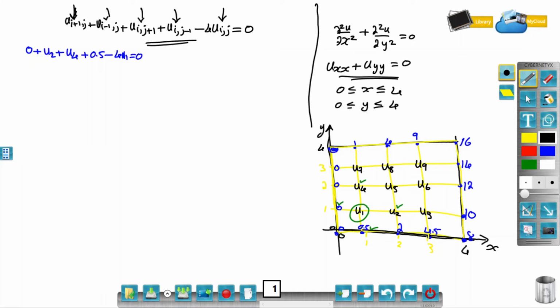So if you are solving this equation in order, please note this is minus 4u1 plus u2 plus u4 equal to, we can move all other elements to the right hand side, so that is minus 0.5. So this is equation number 1. Minus 4u1 plus u2 plus u4 equal to minus 0.5. Is it okay?